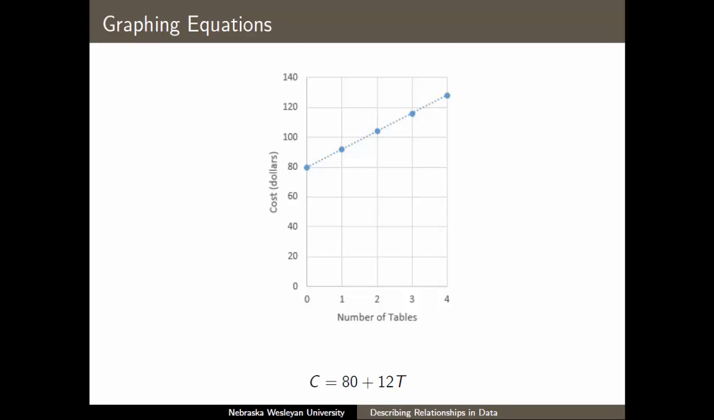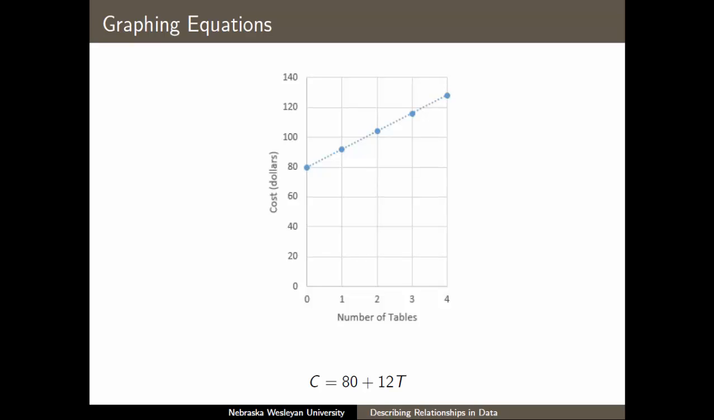Another way we might visualize this data instead of presenting it numerically is to present it as a graph. Each of the blue dots in this graph represents one piece of information from the numerical data. So for example, the blue dot on the far left is at coordinates 0 and 80. That means that to make 0 tables still costs us $80. The next dot is at coordinates 1 and 92.